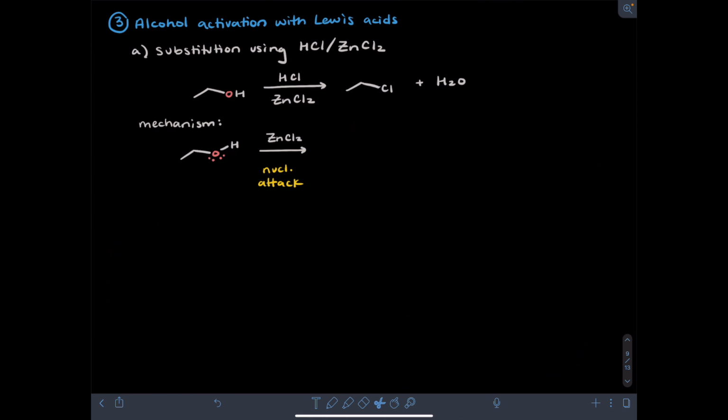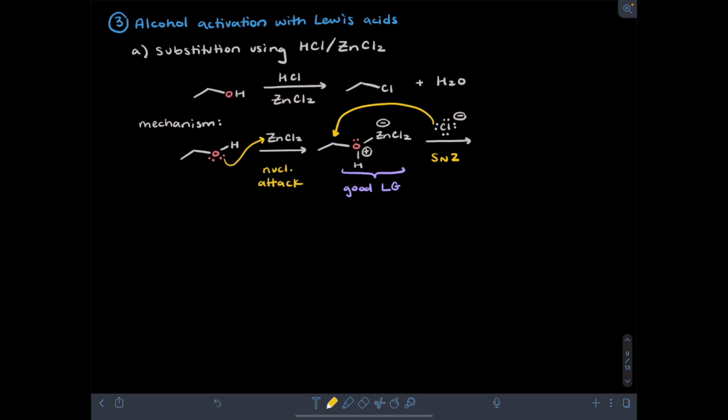Zinc chloride is an electrophile, and in the first step, oxygen can use a lone pair to donate some electron density to zinc. This forms a new oxygen-zinc bond. Oxygen now has 3 bonds and a positive charge. And this group containing the oxygen, hydrogen, and the ZnCl2 is a good leaving group. In a second step of the mechanism, chloride is going to act as the nucleophile to displace this good leaving group. I would bring in the chloride to the electrophilic carbon and kick out the leaving group in the same step. This forms the alkyl chloride product.